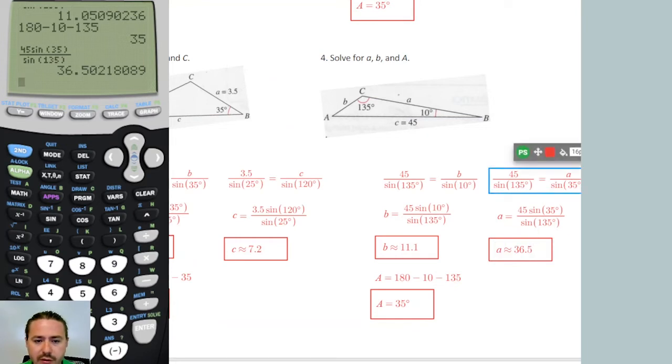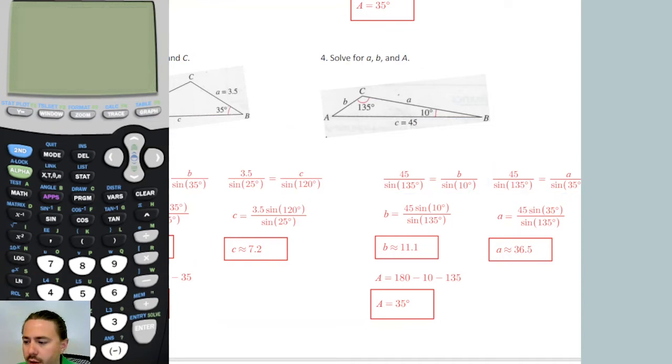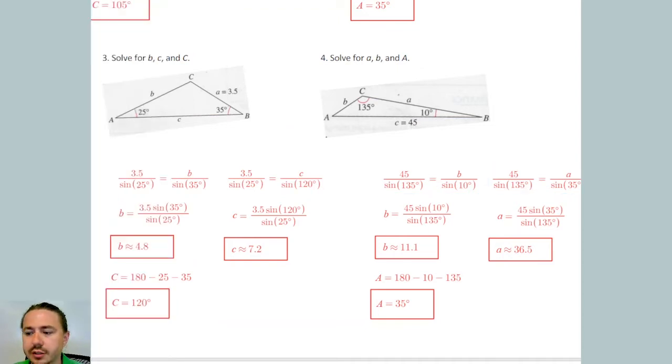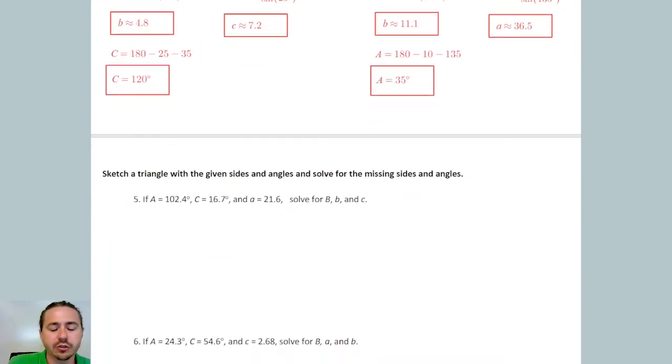All right, so that's the first half. There's just a few more problems like this on the back, but the only difference is you're going to be sketching the triangle out. So let's take a look at those. For this next section, we're going to have to sketch out a triangle as well. I usually just draw the triangles pretty loosely. I'm not trying to draw them to scale or anything. I just want to make sure I have the correct angles sort of aligned with the correct sides.